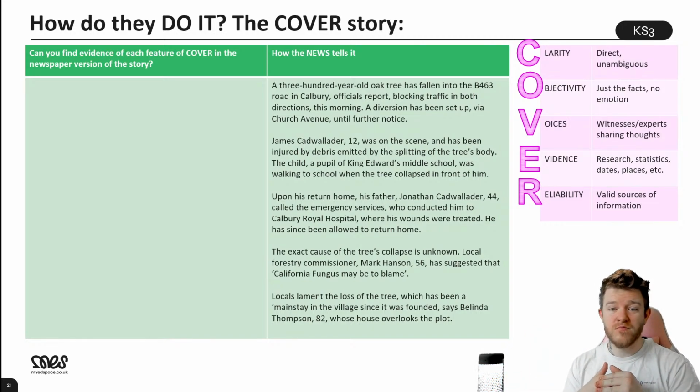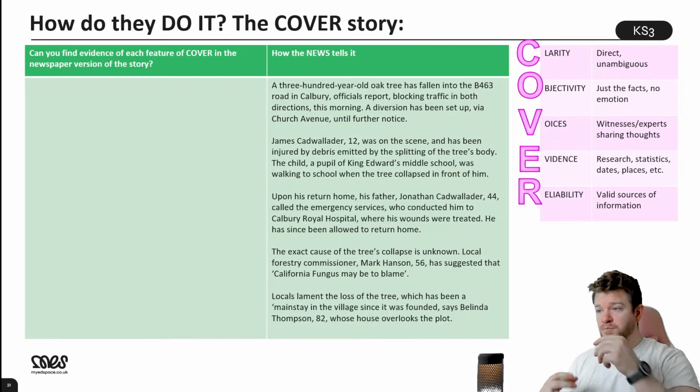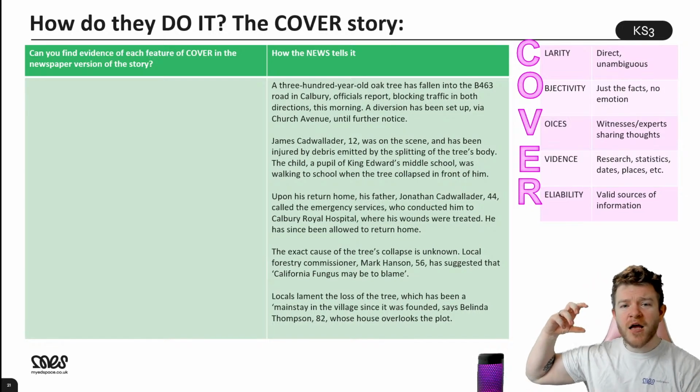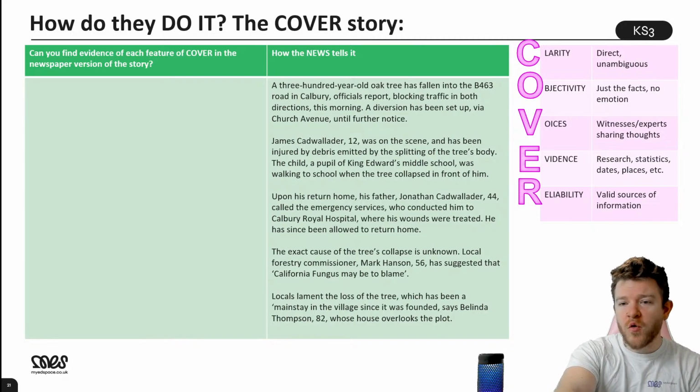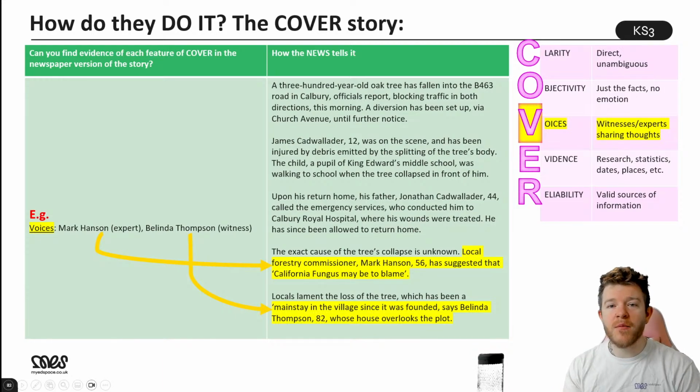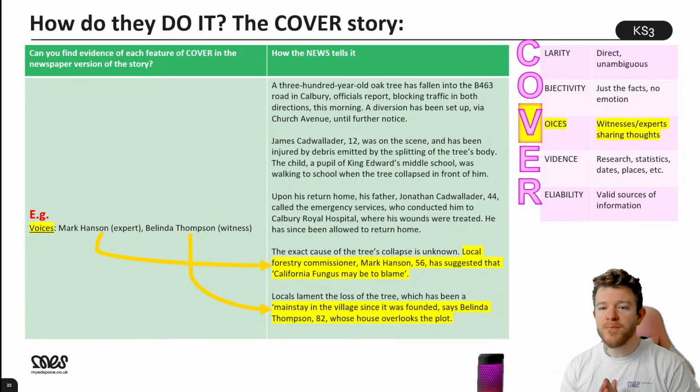And I'm going to be talking to him. Okay, so what I'd like you to do is try and identify on your version where any of these things are coming from. So, for example, I've done one of them for you.